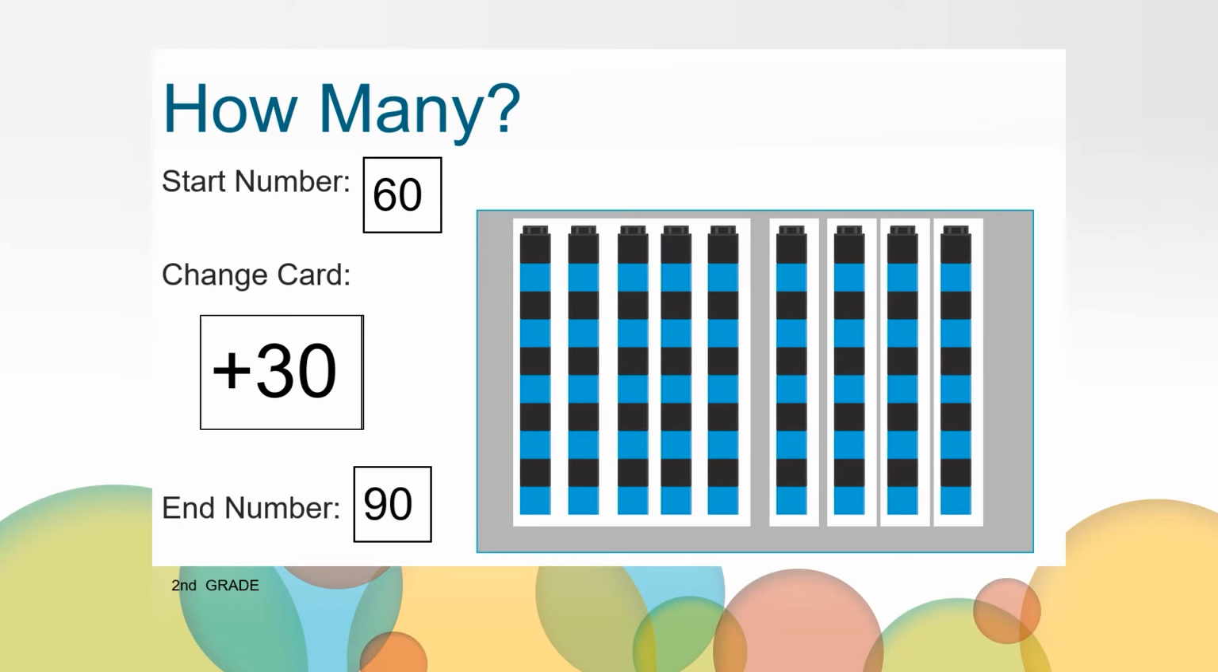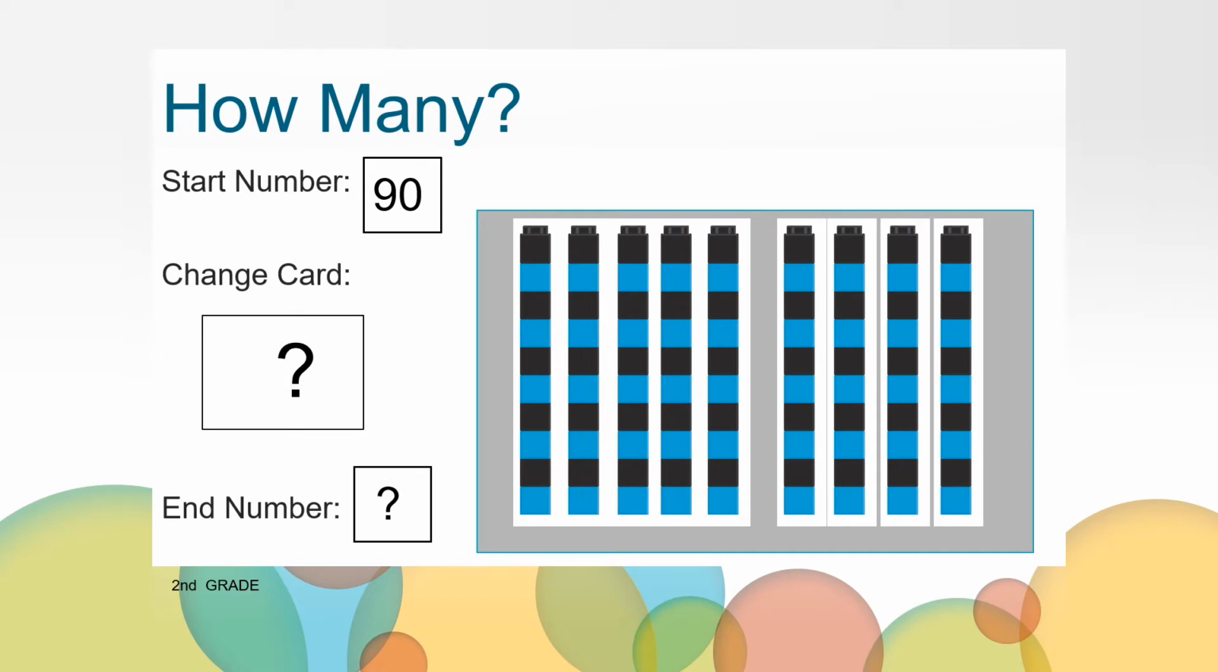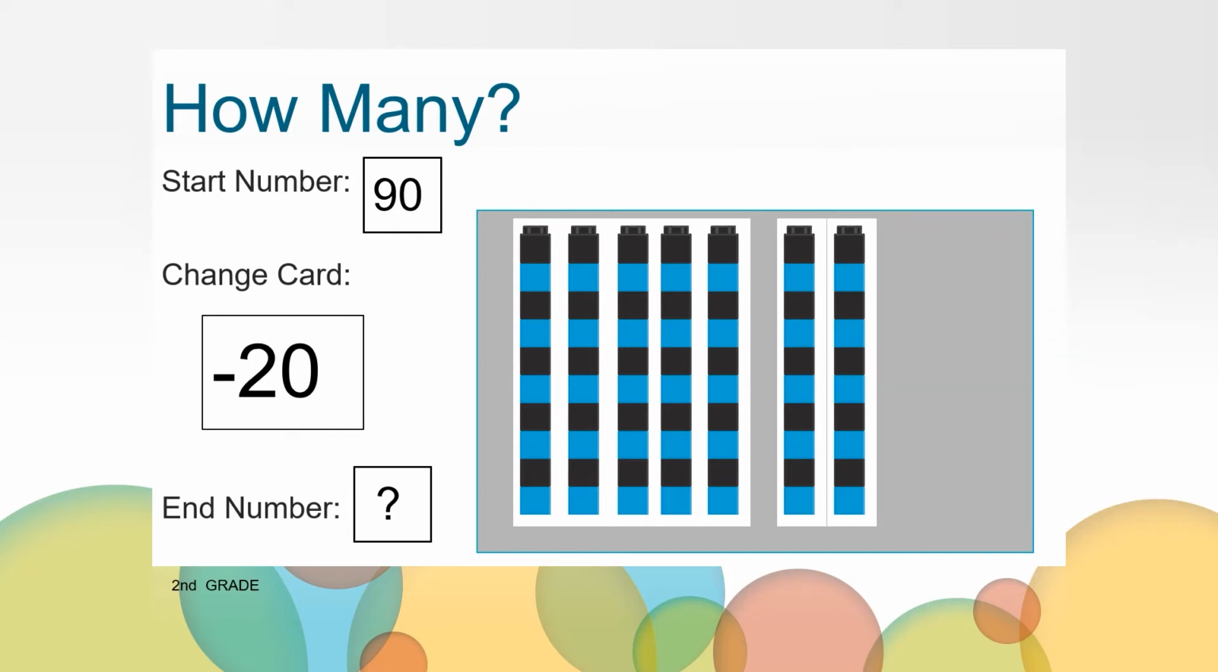$90. Now we start at 90. We're going to change by subtracting 20. So we'll take away 2 groups of 10. Where do we end? 70.